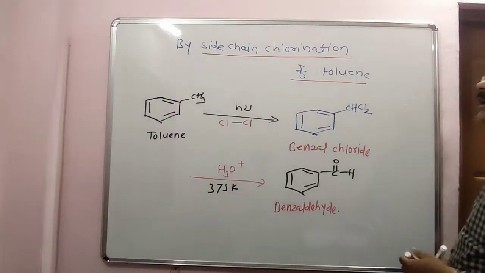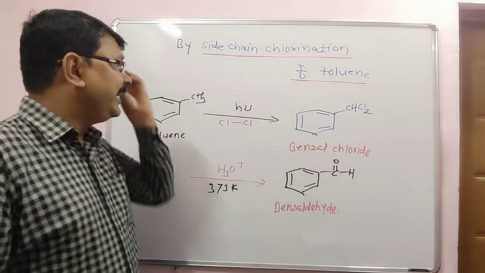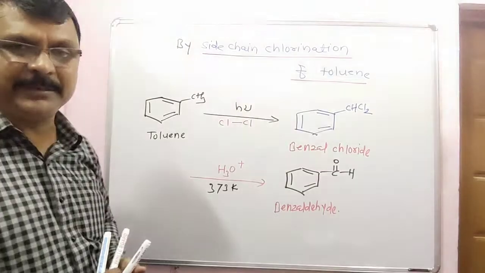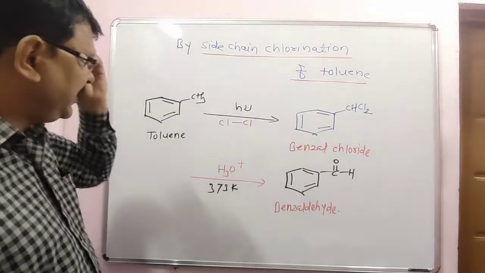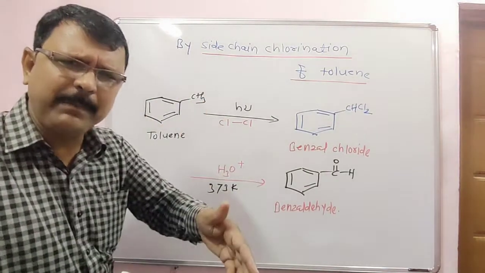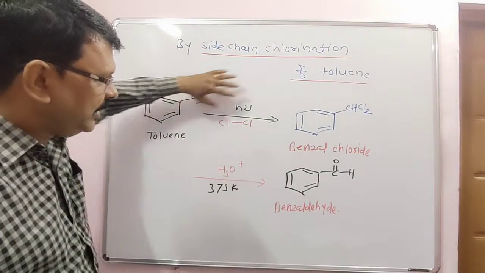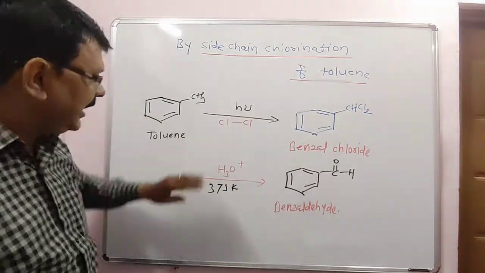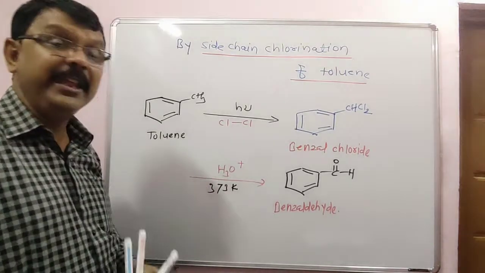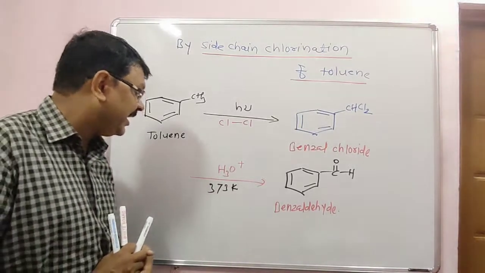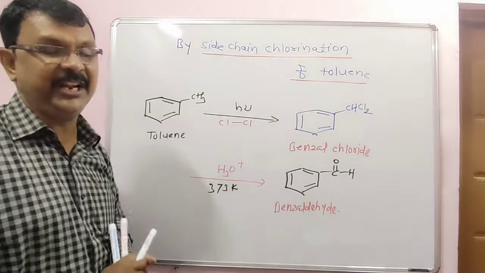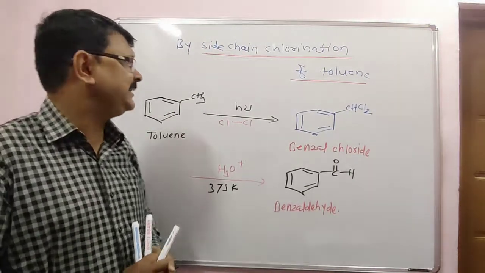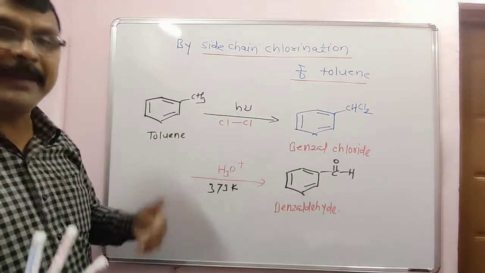Look here, by side chain chlorination of toluene, a chlorination in presence of light, a side chain substitution reaction takes place. First it gives benzyl chloride, which on acidic hydrolysis at 373 Kelvin temperature forms benzaldehyde. This is the preparation of aromatic aldehyde by side chain chlorination of toluene.